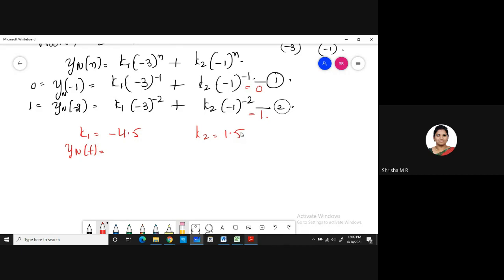Then we have natural response which is equal to minus 4.5 into minus 3 to the power of n plus 1.5 into minus 1 to the power of n. This is your natural response. Got it everyone? Is it clear?